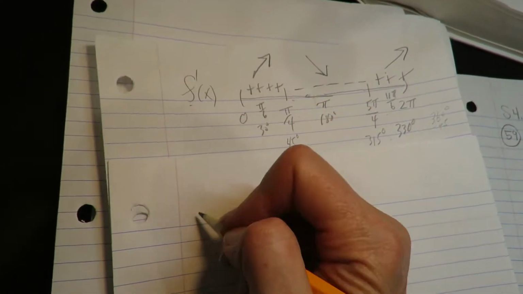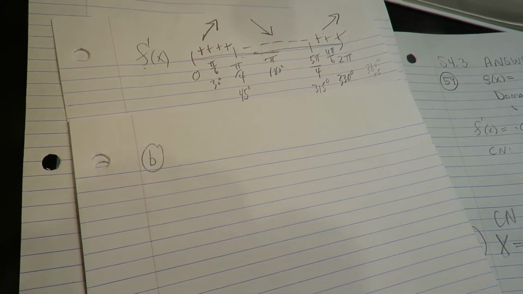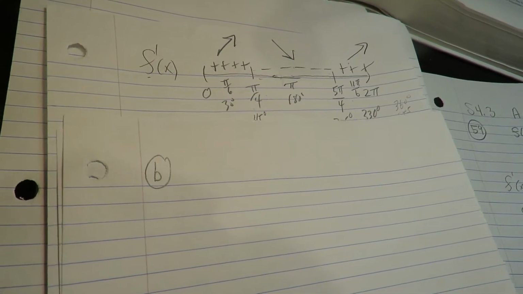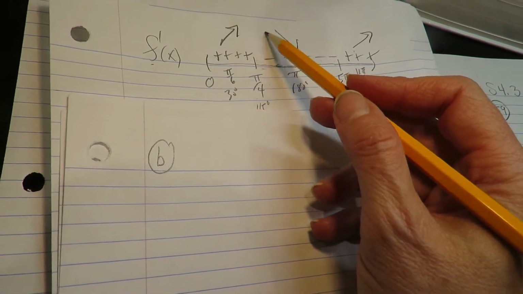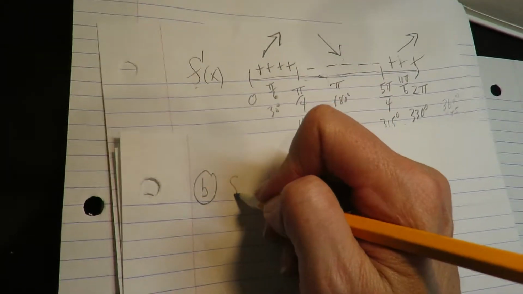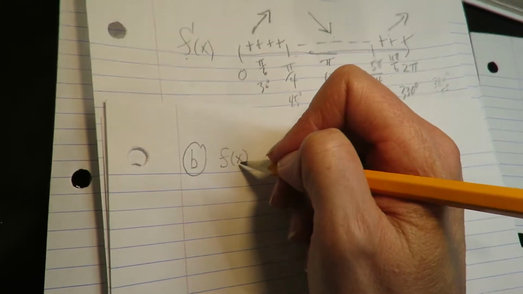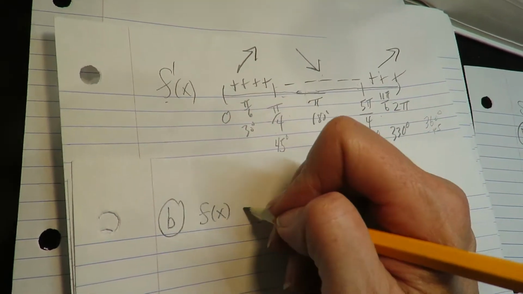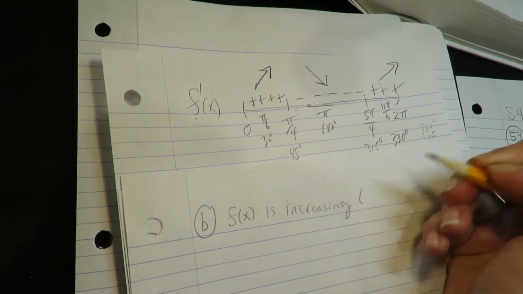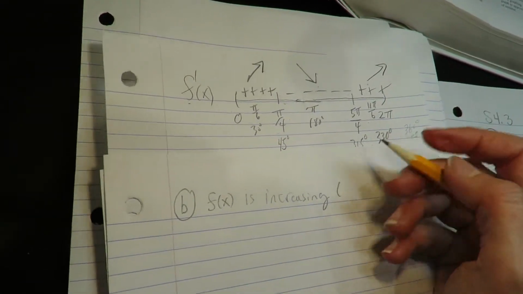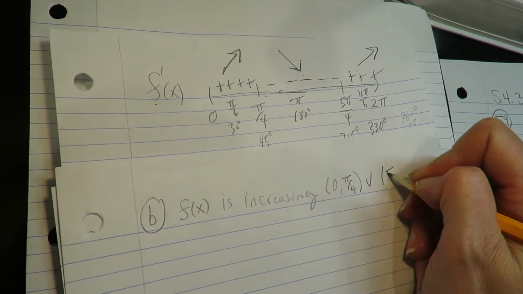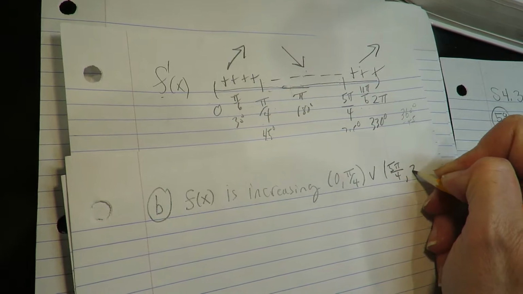Okay, so part B. So remember, the behavior of the derivative is telling you what the function is doing. So say the function is going up on this segment, the function is going down on this segment, right? The derivative is telling you something about the original function. So notice here I'm writing the function, not the derivative. So looking at what the derivative is doing, I can say the function is increasing on the domain from 0 to pi over 4, and 5 pi over 4 to 2 pi.